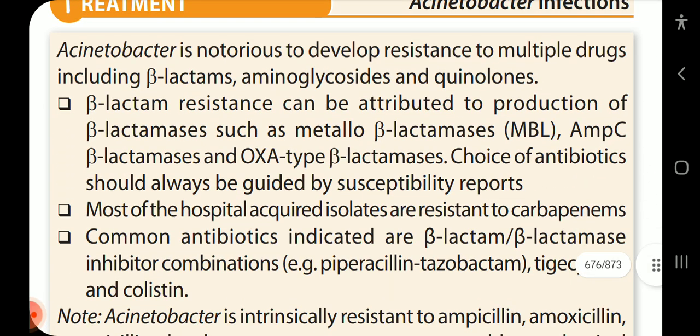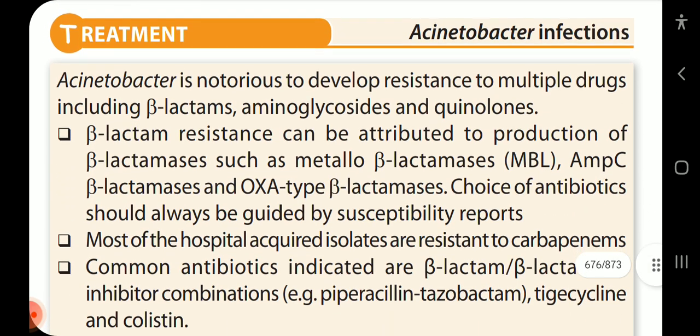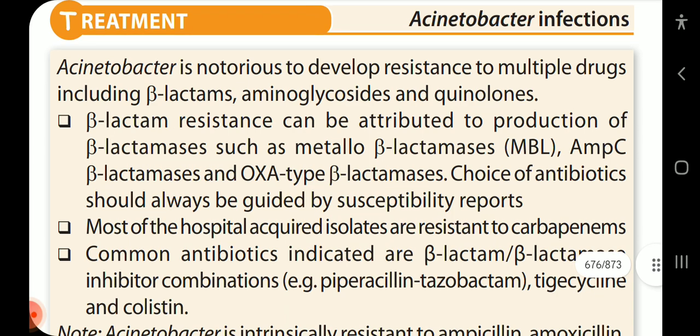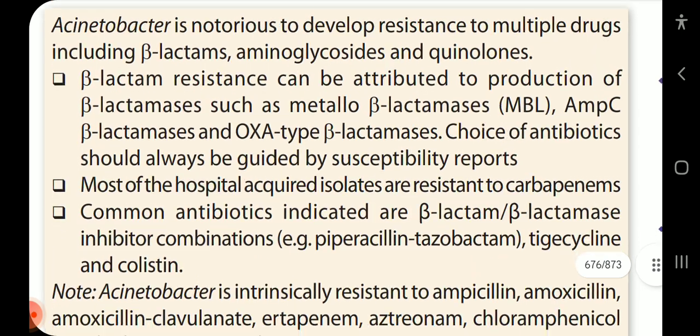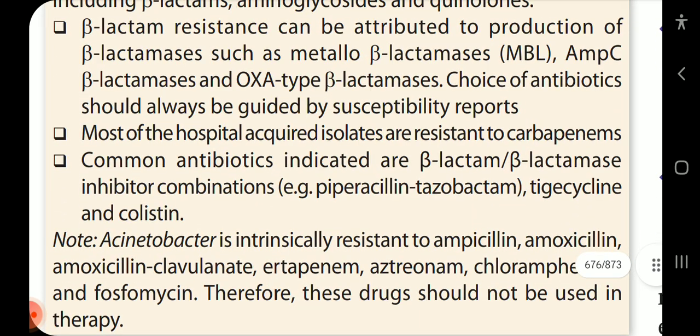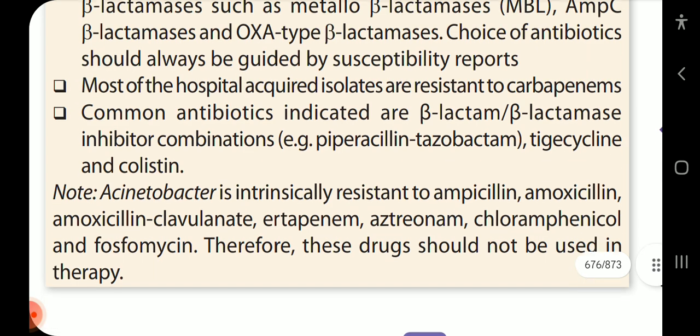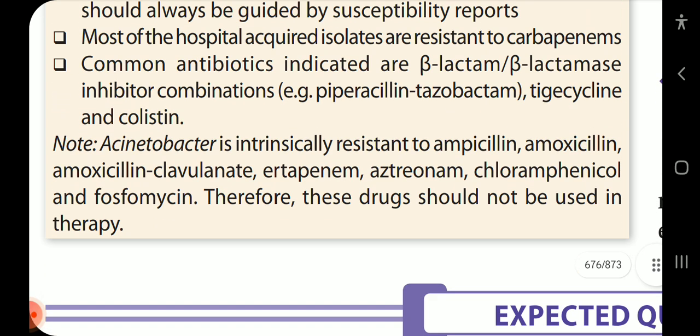Treatment of Acinetobacter infections: Acinetobacter is notorious for developing resistance to multiple drugs, including beta-lactams, aminoglycosides, and quinolones. Beta-lactam resistance can be attributed to the production of beta-lactamases such as metallo-beta-lactamases (MBL), AmpC beta-lactamases, and OXA-type beta-lactamases. Choice of antibiotics should always be guided by susceptibility reports. Most of the hospital acquired isolates are resistant to carbapenems. Common antibiotics indicated are beta-lactam or beta-lactamase inhibitor combinations like piperacillin-tazobactam, or tigecycline and colistin.